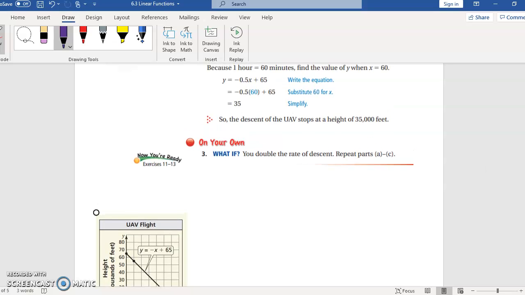So number 3, what if you double the rate of descent? Repeat parts A through C. So if this is our equation, y equals negative 0.5x, or negative half x, if I'm going to double that, I'm going to get negative 1, right? So y equals negative 1x, or just negative x, plus 65. So that's going to be my new function.